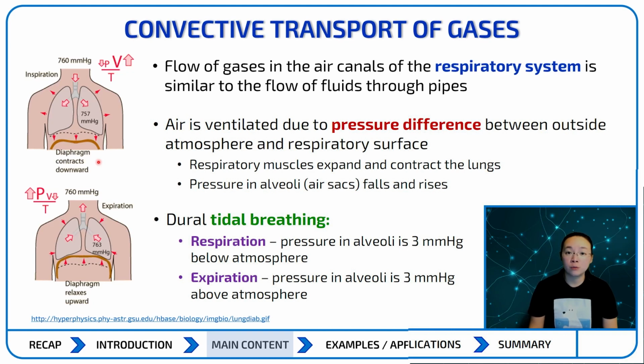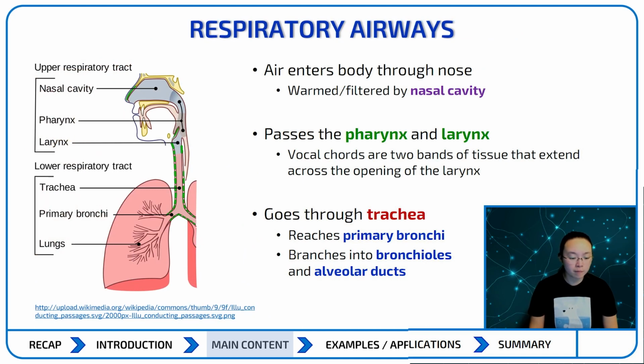During what's called tidal breathing, there are 2 things that can happen. You can respire, or go through respiration. The pressure in the alveoli is 3 mmHg below the atmosphere. What this does is cause a lower pressure inside your alveoli, so that they're going to expand so that they can take in more air. When it goes through expiration, the pressure in your alveoli is going to be above the atmosphere so that it can expel the air back into the atmosphere.